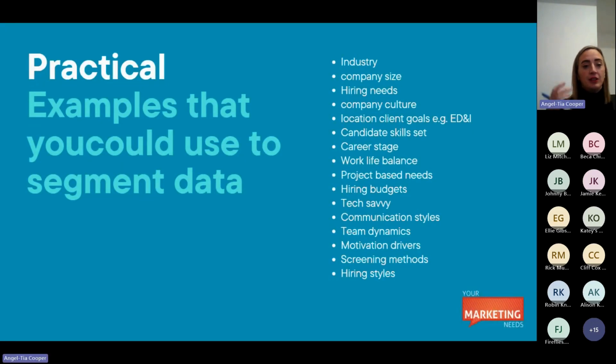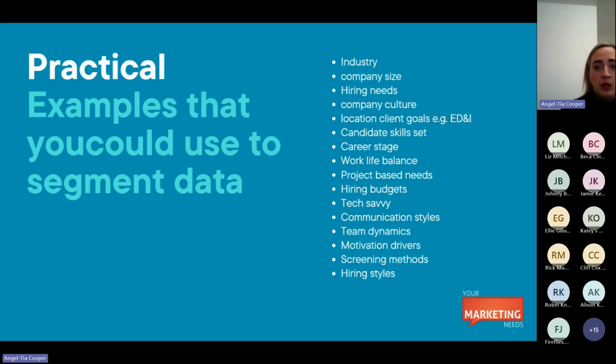Okay, so I'm just trying to put together some practical examples that you could use to segment your data. So you've got things like industry, company size, hiring needs. So again, coming back to that, is it perm? Is it interim? Is it contract? What type of company culture are they? Because you will attract different people depending on the company culture. Some businesses specifically go in on the basis that they're green recruiters. Some businesses go in on the fact that they're specifically only hiring teams as a product. So what type of culture is within those companies that identifies them?